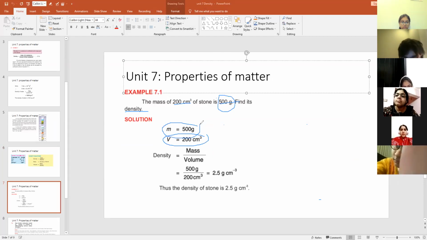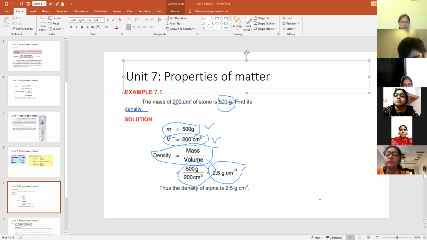Find its density. All of you know that the formula for density is mass per unit volume. You just have to write the formula. The value of mass is given to you. The value of volume is given to you. You just have to put the values and calculate the answer, and that is 2.5 gram per centimeter cube.